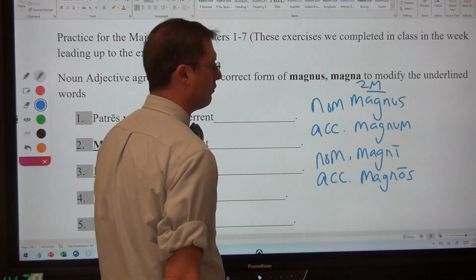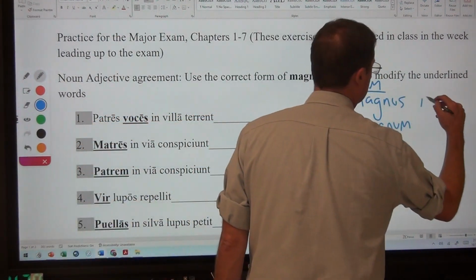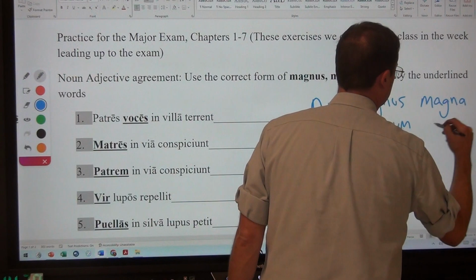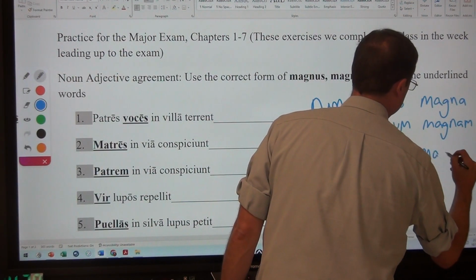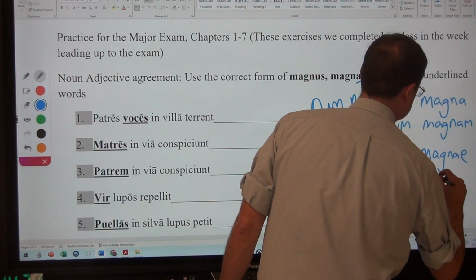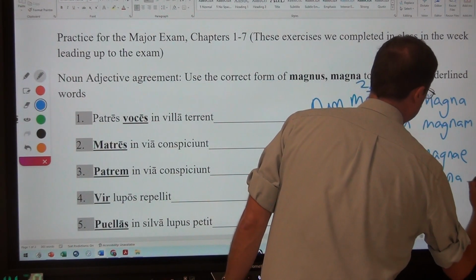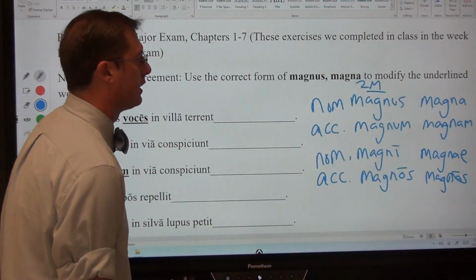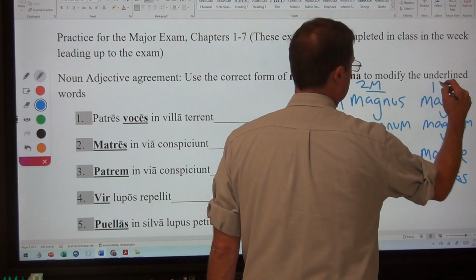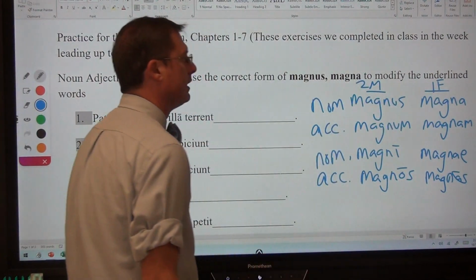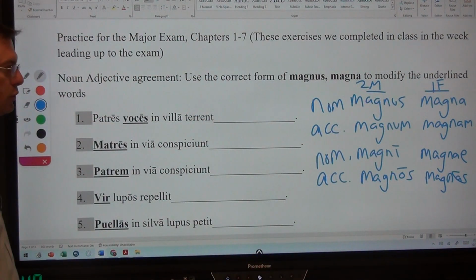Remember, those are second declension forms. And then I would do the same thing for magna. I would write down magna and magnam, and then for the nominative plural, magni and magnos. That way I would know those are the forms that I'll be dealing with for the masculine forms, and then if it is modifying something feminine. And those are those same endings that you need to know as far as your declension endings for nouns and the like. So let's go ahead and take a look at the first one, voces.